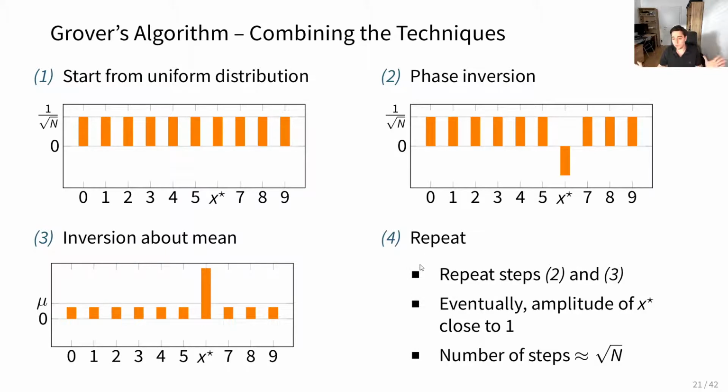And then what we do, this is essentially all, is we repeat steps 2 and 3, and eventually the amplitude of x star will be close to 1. Actually not close to 1, this is not so true, but more close to 1/2. So it will be much higher than the other amplitudes. That's the final result which we hope for, not close to 1 actually. And I still claim that the number of steps is approximately square root n, and we will see now why this is actually the case. So this is all that is done here.